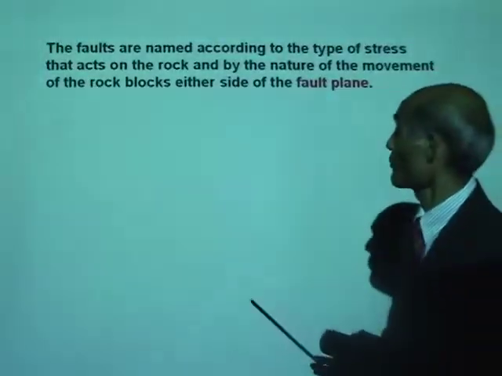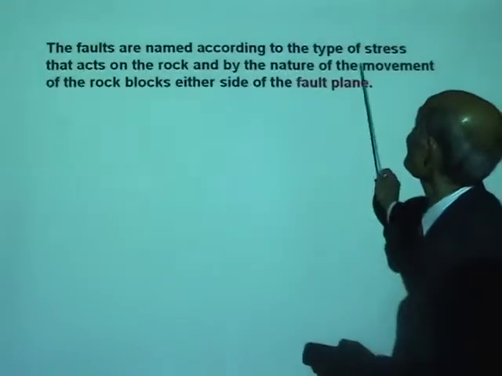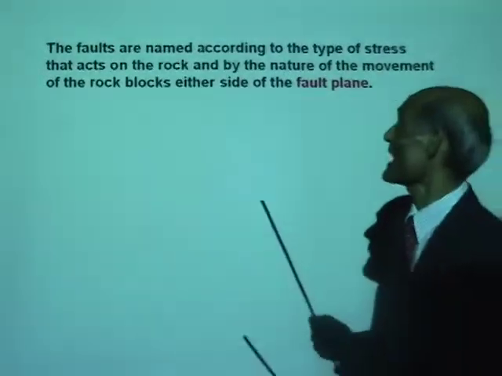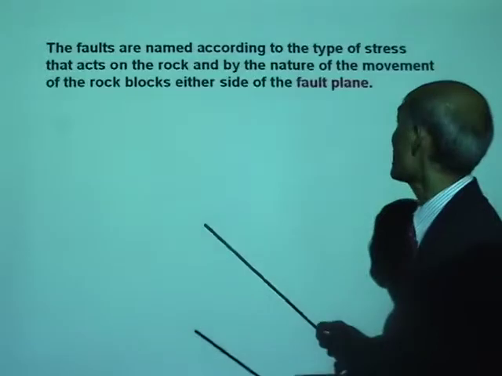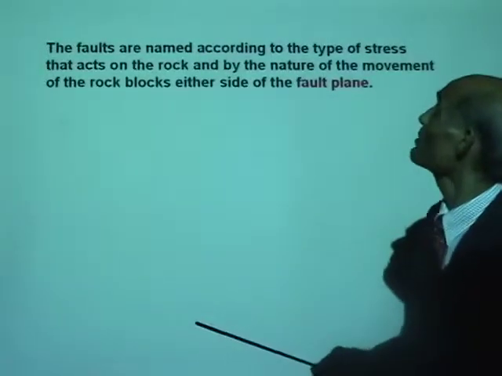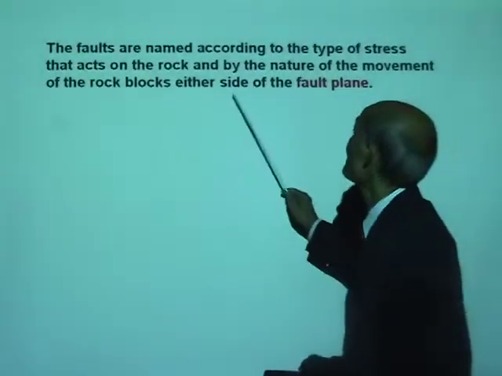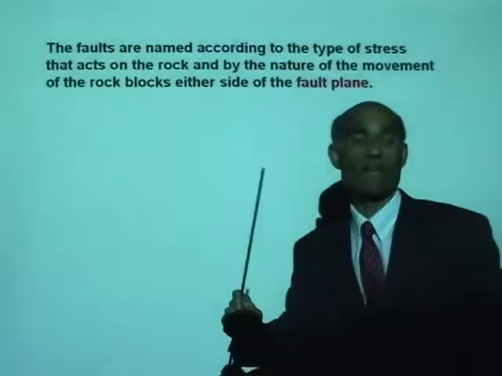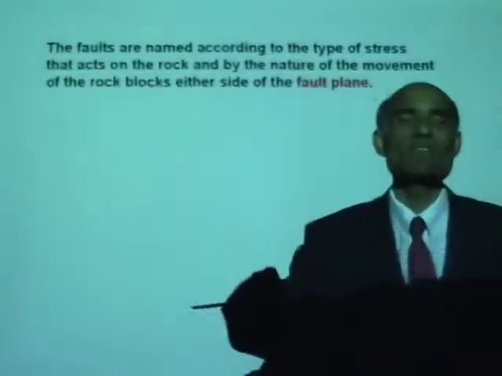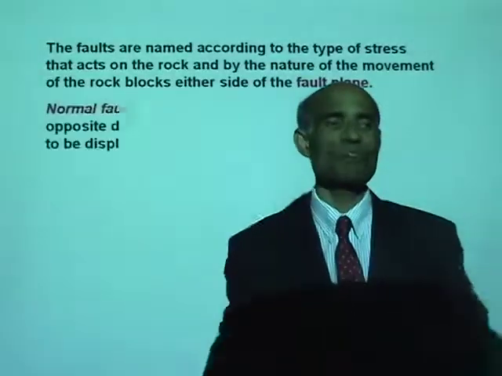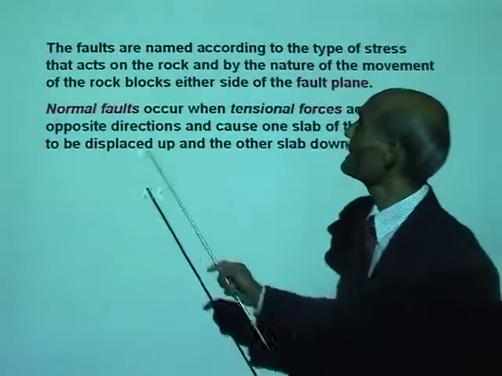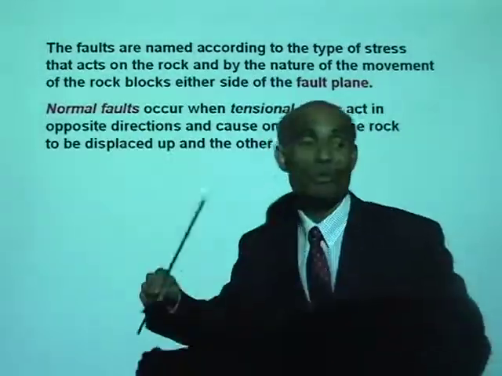The faults are named according to the type of stress that acts on the rock and by the nature of the movement of the rock blocks either side of the fault plane. So let's look at some of the names of different types of faults. The first is what is called the normal fault.